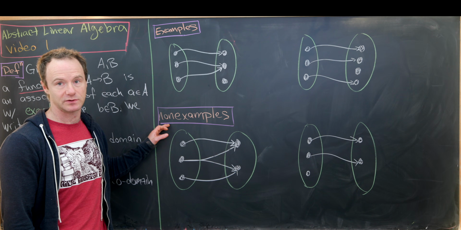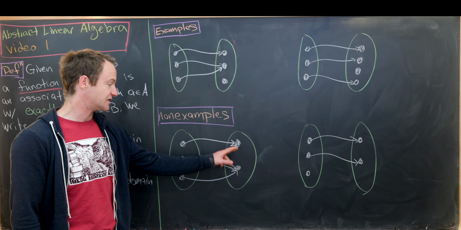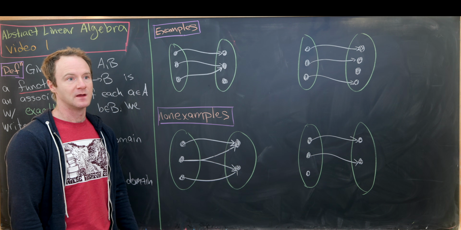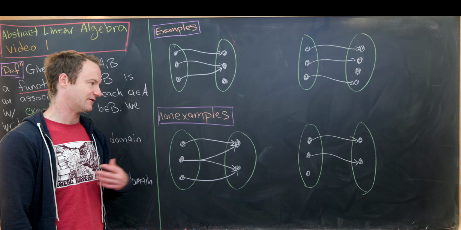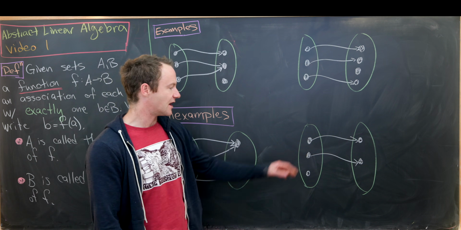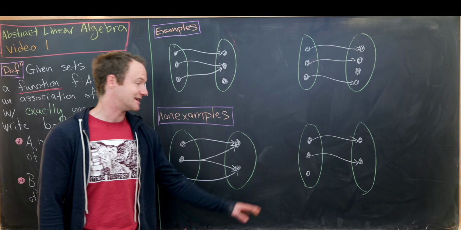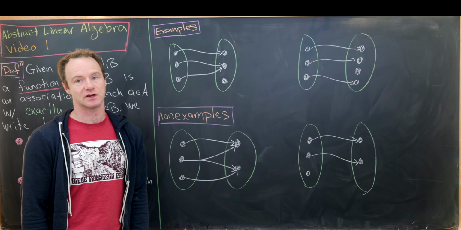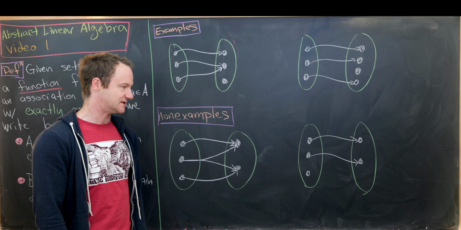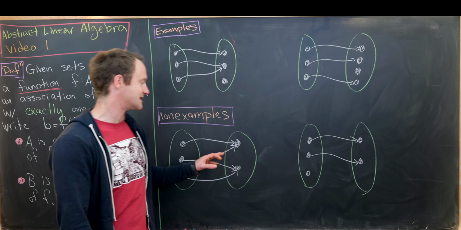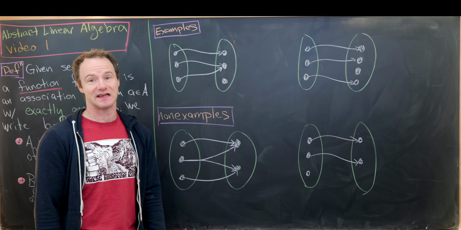So here's a non-example. It's a non-example because this second element is associated with two elements of the codomain. But since each element should be associated with exactly one, that makes this not a function because 2 is not equal to 1. Here's another non-example, and this non-example comes from the fact that this third element down here is not associated with any elements of the codomain. So it's associated with exactly 0 elements of the codomain, but 0 is not equal to 1. So that makes this assignment and this assignment not a function, whereas this assignment and this assignment is a function.